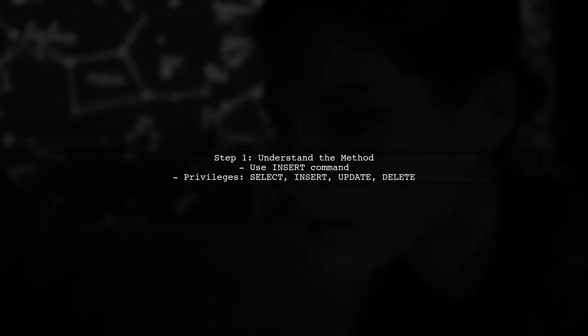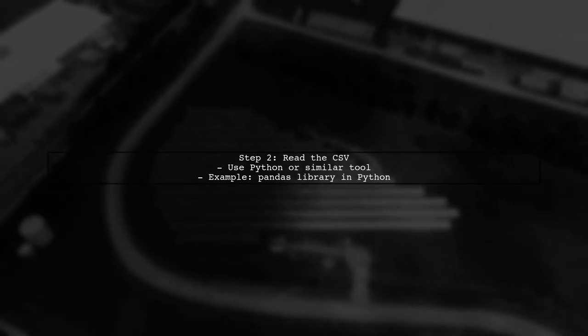To load a CSV file directly into a Redshift table without using S3, we can utilize the insert command. Since you have insert privileges, this method is feasible. First, you'll need to read the CSV file in your SQL Workbench J environment. You can do this by using a programming language like Python or a tool that can read CSV files and execute SQL commands.